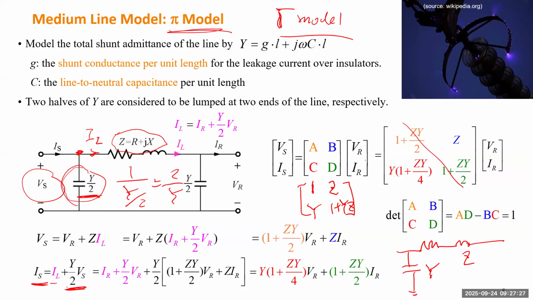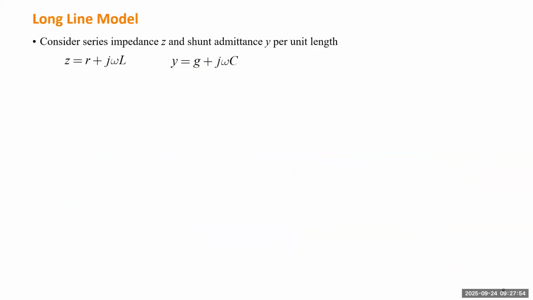But definitely, those ABCD parameters will not be based on the actual impedance or actual admittance. If we make a correction, we just manipulate those parameters a little bit, not too much. We can have a model similar to the pi model, but which is also good for the long transmission line. So the line is still passive. So let's talk about the long line model.